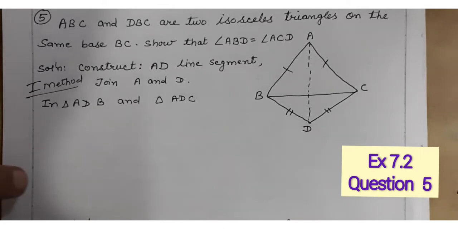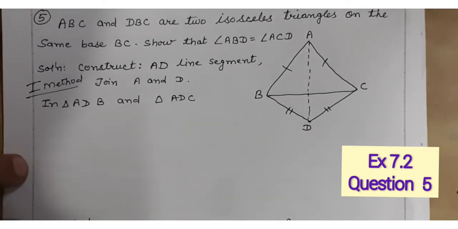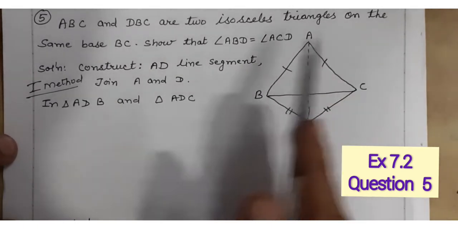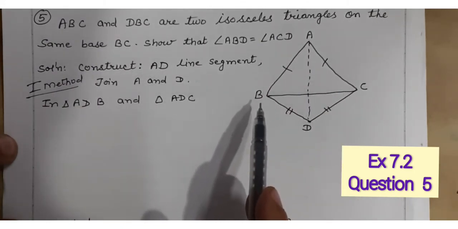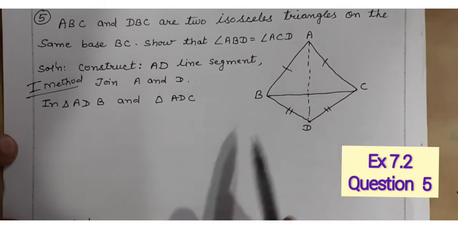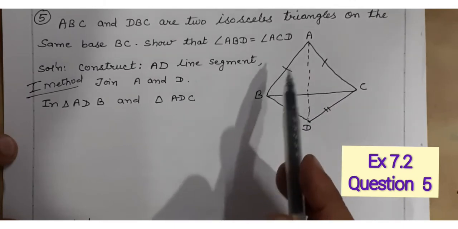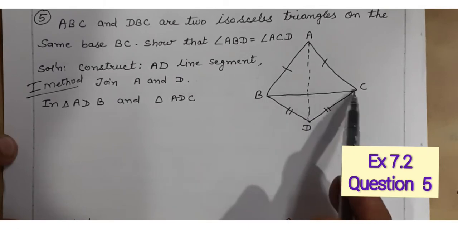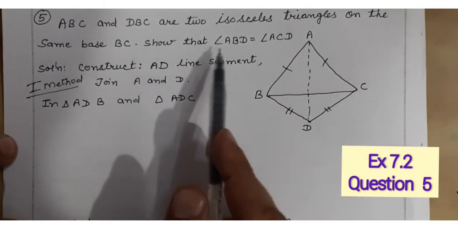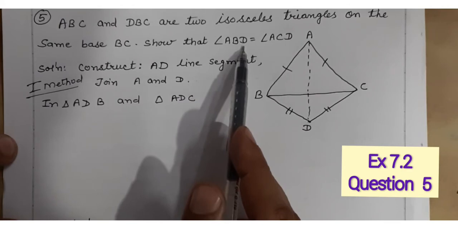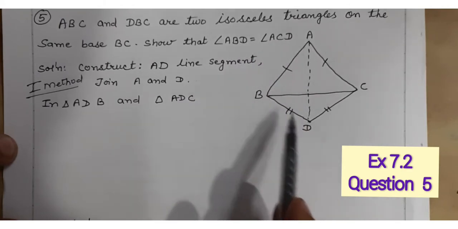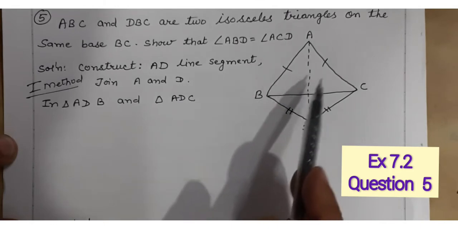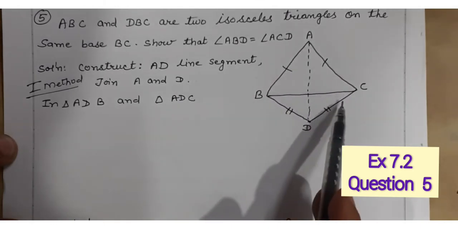Yes, the next question is: ABC and DBC are two isosceles triangles on the same base BC. See here, ABC and DBC are two isosceles triangles on the same base BC. BC is the base. What we have to show? We have to show angle ABD is equal to angle ACD.